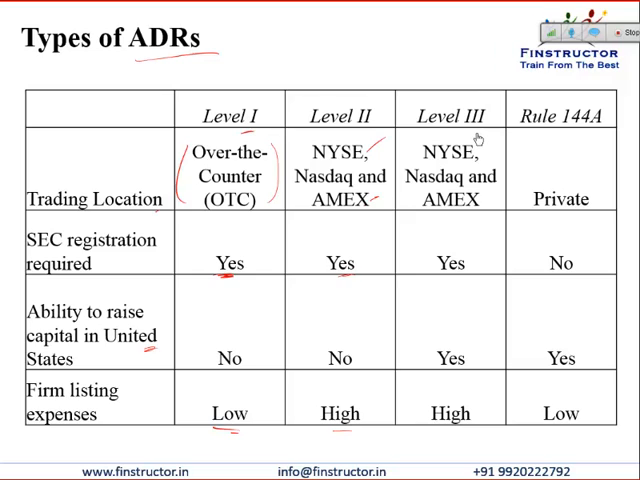For a level 3 ADR, regulations will be even more stringent, and this kind of company can even raise new capital directly from US investors. Rule 144A applies to private placements, so no registration is required, and you can raise capital, but you can't go to retail investors. You can only go to qualified institutional investors. So this is also a common route for companies listed abroad to raise money in the US.